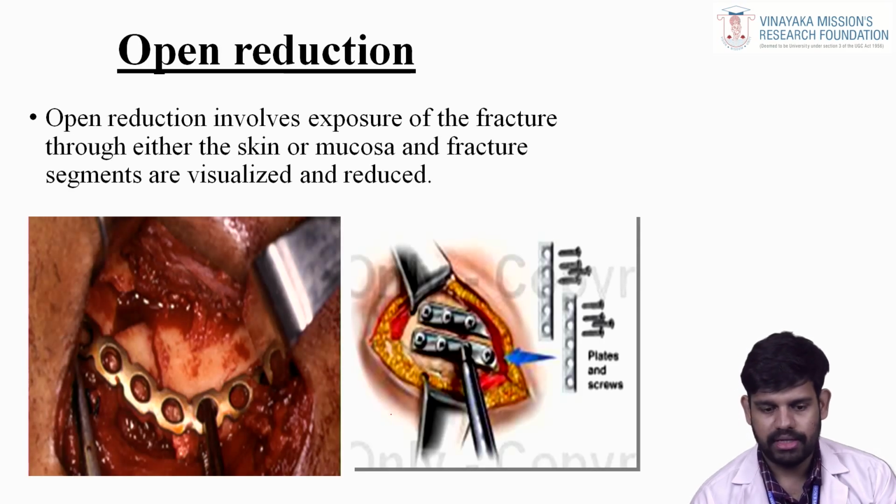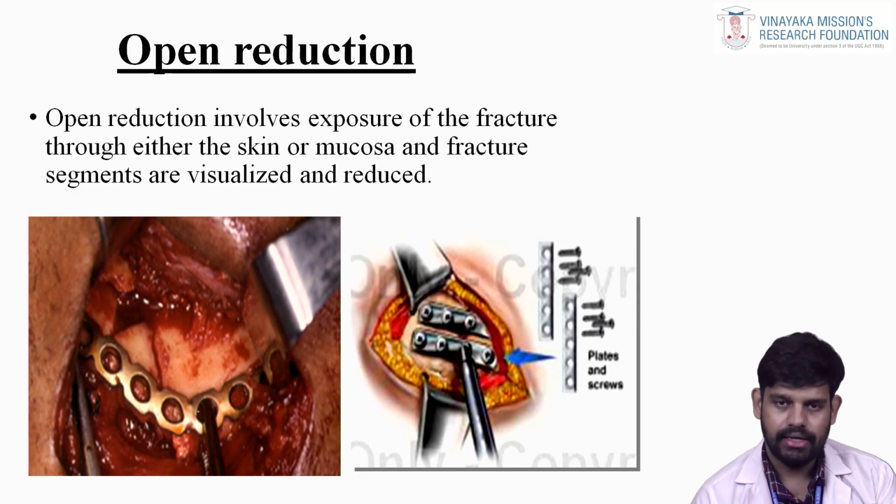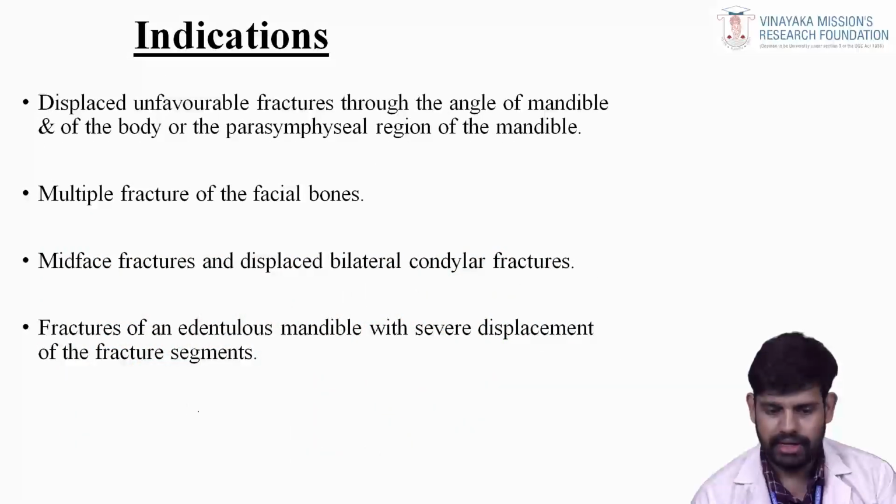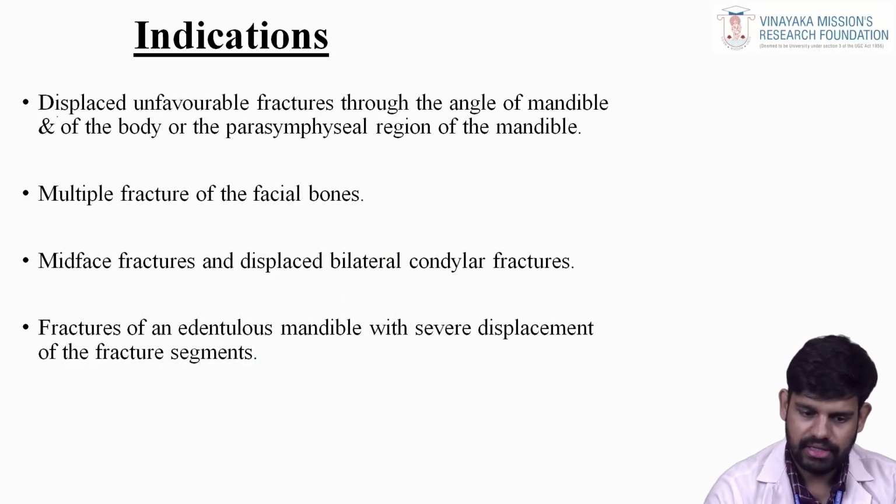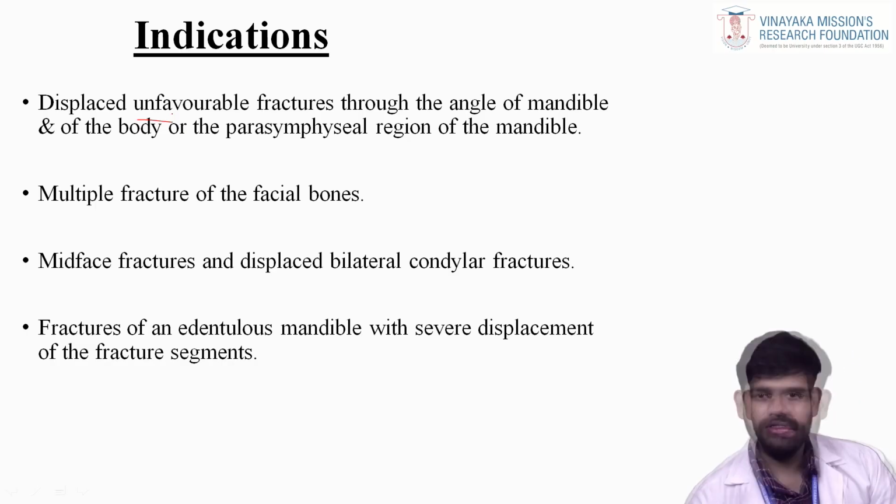So coming to open reduction, where we open the area and see the fracture directly, and we reduce and fix it. So here the indication is displaced or unfavorable fractures, like vertically or horizontally unfavorable fractures, which can go for open reduction, internal fixation. Multiple fractures of the facial bone have to go for open reduction, and midface fracture and displaced bilateral condylar fracture, at least we should address one condyle and we have to fix it.